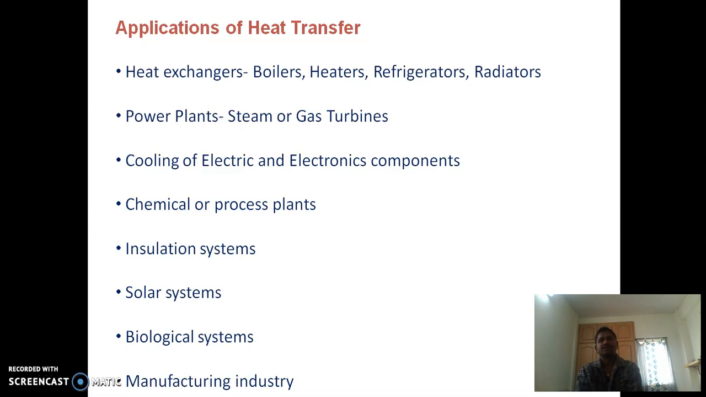Coming to biological system, we human beings and the plants, animals, all living things, they have its own temperature or heat. They will release the heat to ambient or they will get heat from the surrounding. In that situation also we will analyze heat transfer. Coming to manufacturing industry, there if we want to make a component, there should be some machining processes during which heat is released, or sometimes if the heat is required to add, we can add. These are all the applications of heat transfer in general.